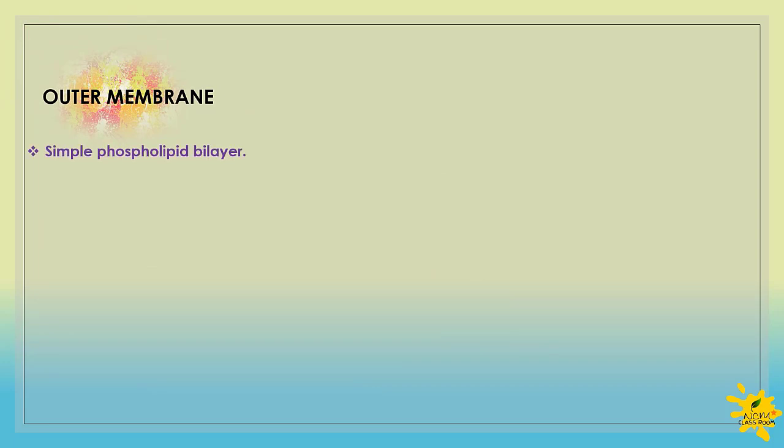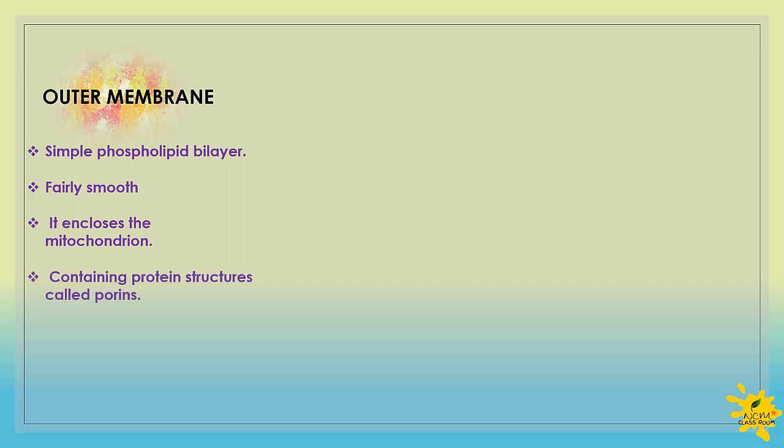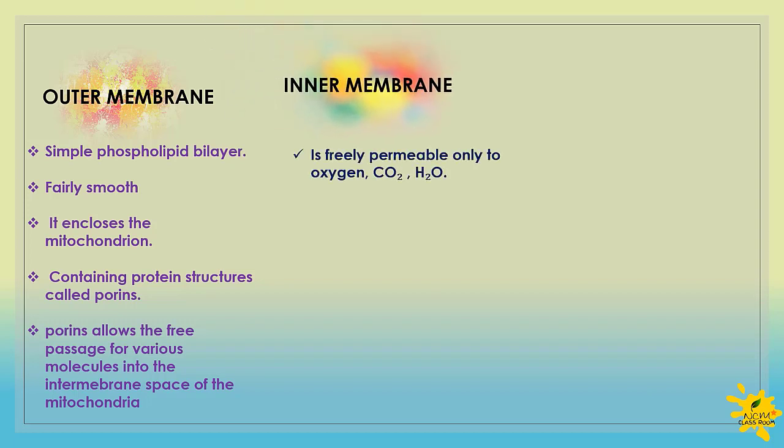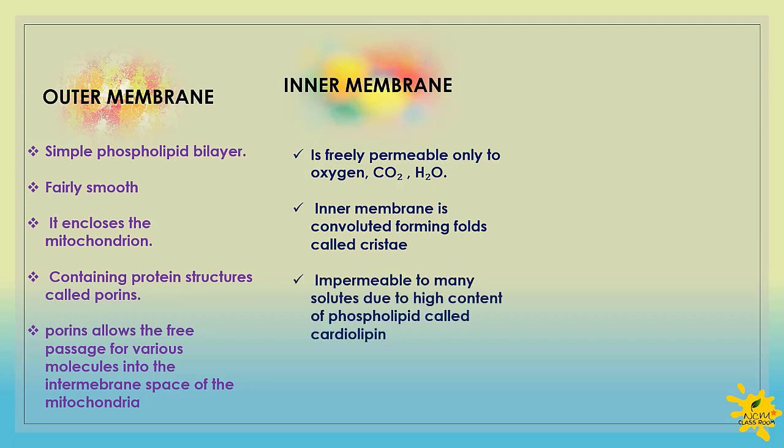The outer membrane is a simple phospholipid bilayer, fairly smooth. It encloses the mitochondria, containing protein structures called porins. Porins allow the free passage of various molecules into the intermembrane space of the mitochondria. The second membrane is the inner membrane. It is freely permeable only to oxygen, carbon dioxide and water. The inner membrane is convoluted, forming folds called cristae, and is impermeable to many solutes due to a high content of the phospholipid called cardiolipin. The cristae increase the inner membrane surface area.